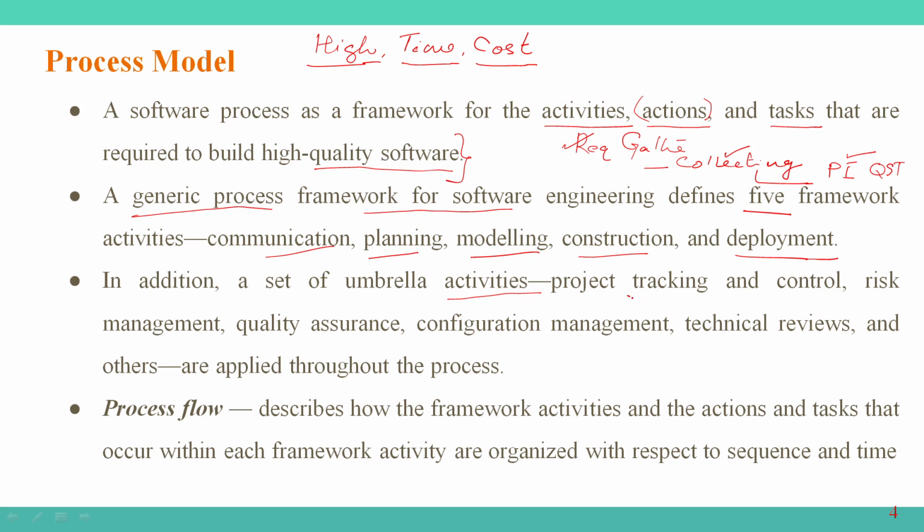First one is project tracking and control, where we have already discussed how the project can be tracked, and the different monitoring measures. And if any monitoring measure is going out of control, how we can bring back the project. Then risk management, that is any kind of unexpected events that come to the project, how you will manage them. So that is the second set of umbrella activities required. Then quality assurance, because the idea is to generate a software which is of high quality. So what are the different quality measures that we have to look into? That is the quality assurance. Then configuration management, how your product should be configured.